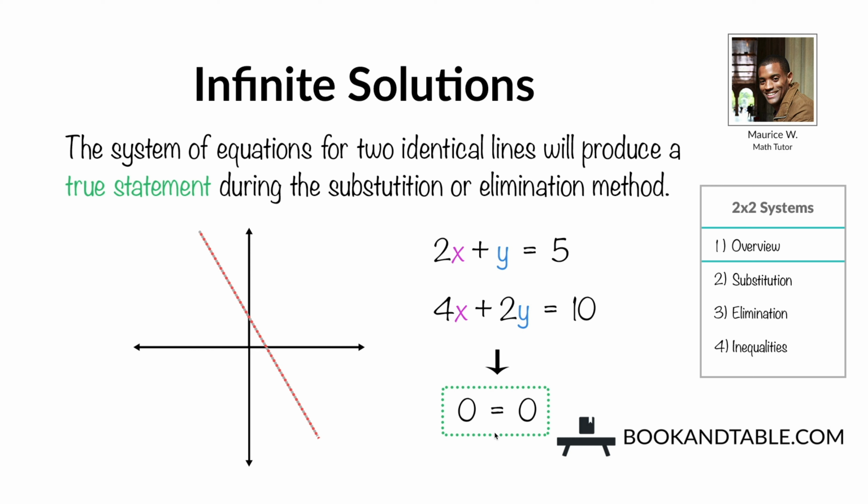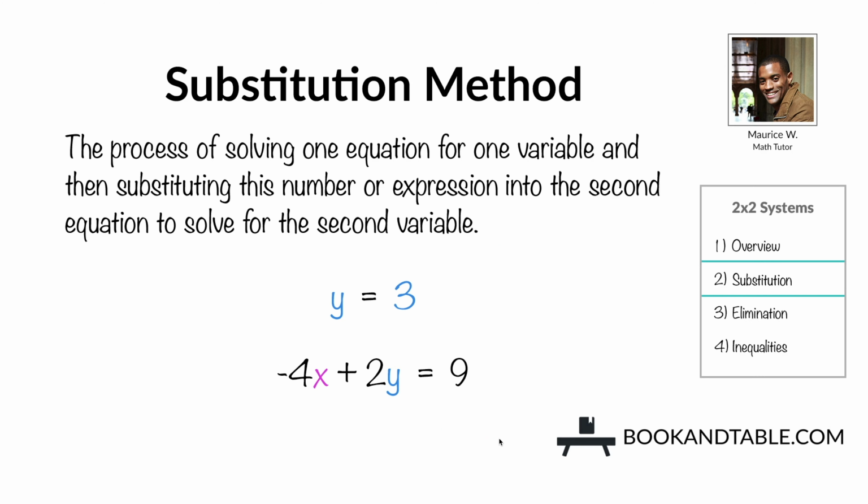So keep those in mind, and now we can jump into the substitution method. The substitution method is the process of solving one equation for one variable and then substituting this number or expression into the second equation to solve for the second variable. So let's start off with this example. Let's say we had the 2x2 system, y is equal to 3 and -4x plus 2y is equal to 9.